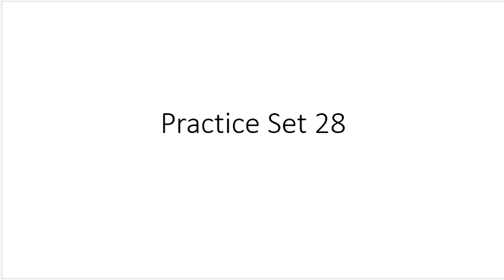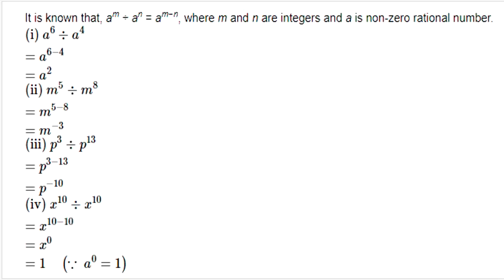Moving on to the next practice set 28. Again, here we are asked to simplify the given expressions. In this case, it is known to us that a raised to m divided by a raised to n is equal to a raised to m minus n, where m and n are integers and a is a non-zero rational number. Number 1, a raised to 6 divided by a raised to 4 gives me a raised to 6 minus 4, that is equal to a raised to 2, or I can also call it a square.